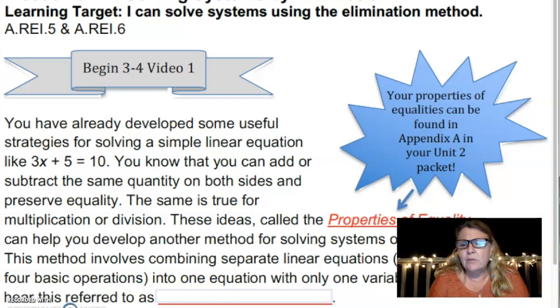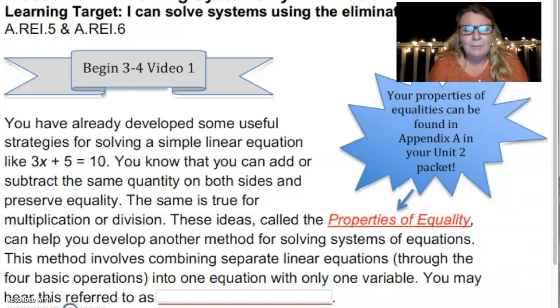We looked at those back in lesson 2, so you can go back and look at those properties, but it basically says whatever operation you do to one side, you do to the other side, so the two sides remain equal. Therefore, the properties of equality are what make things remain equal.